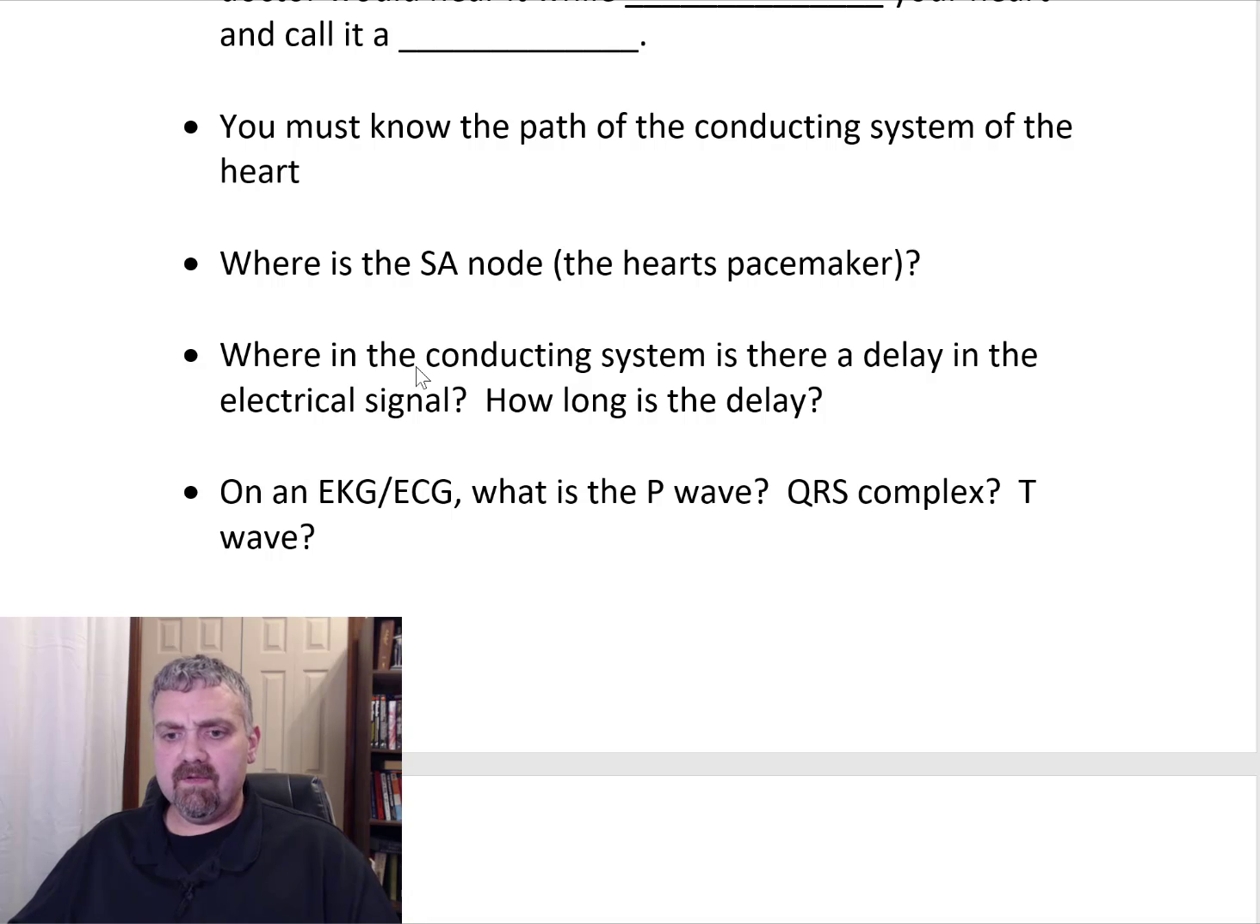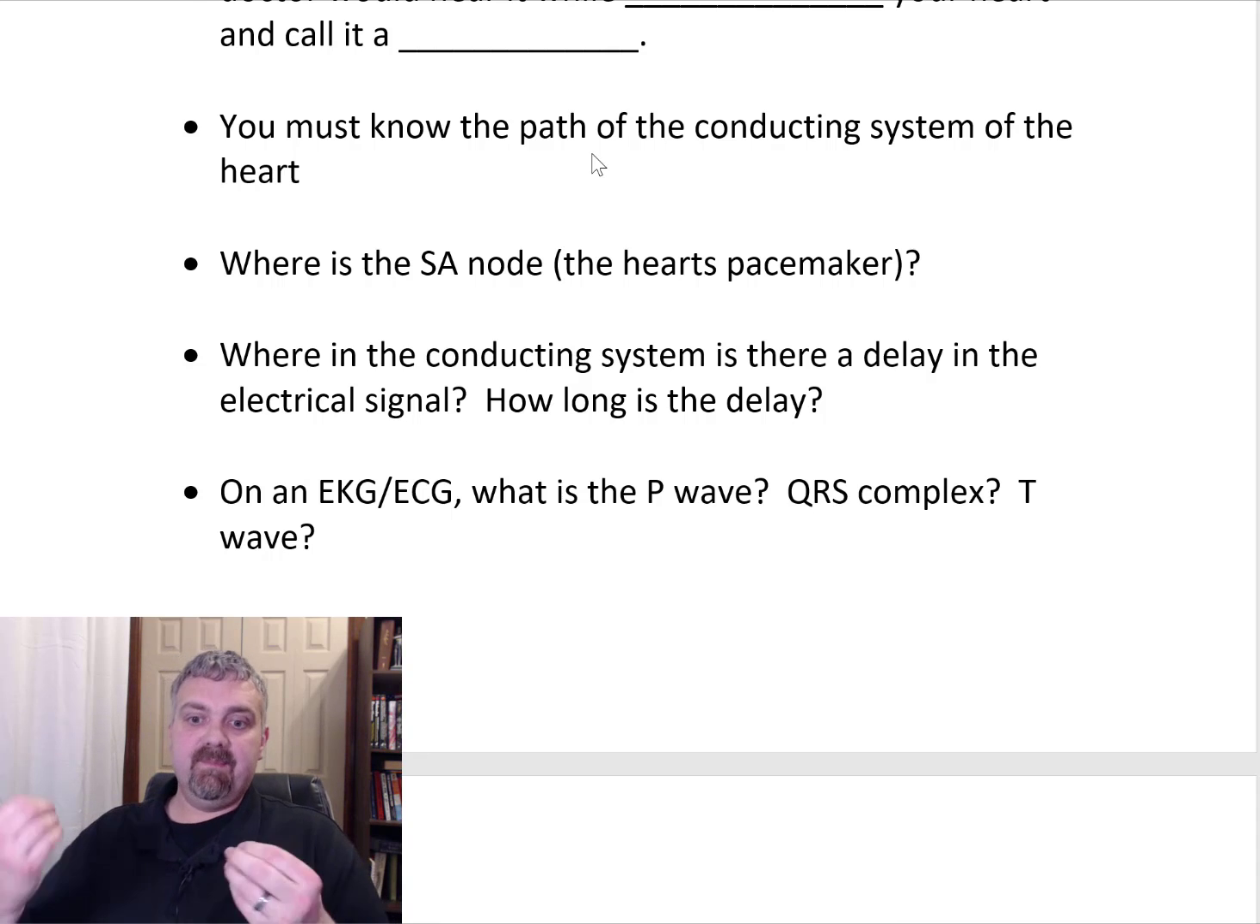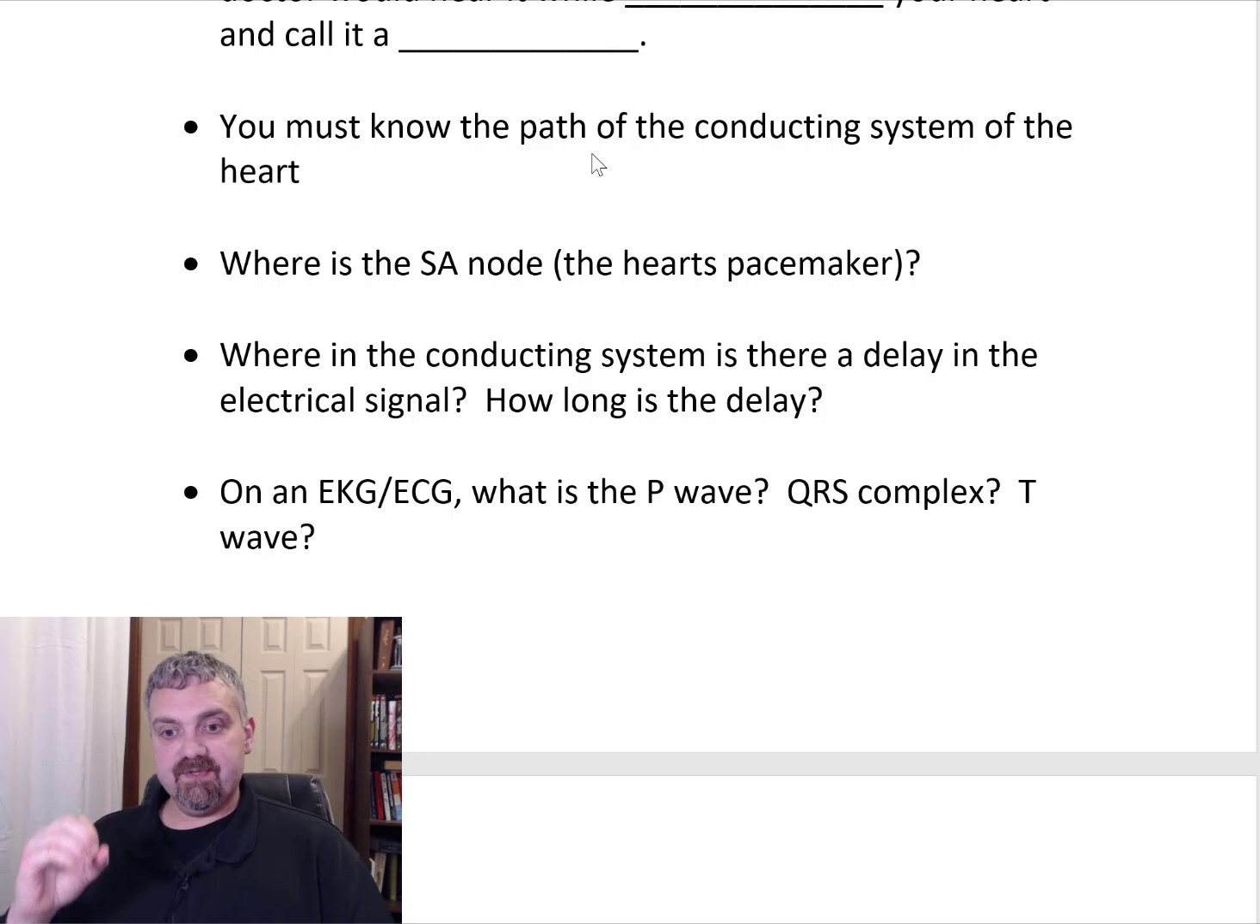All right. So let's see. You must know the path of the conducting system of the heart. I'll do it all here, but you'll see it's going to tie into a couple of the other points. The conducting system starts with the SA node. SA stands for sinoatrial node. This is the pacemaker of your heart. You've all heard of people getting pacemakers. Well, we all have one. You get an external pacemaker, or you get one added when yours quits working. So the pacemaker is this SA node, and it's what's going to start every heart muscle contraction.